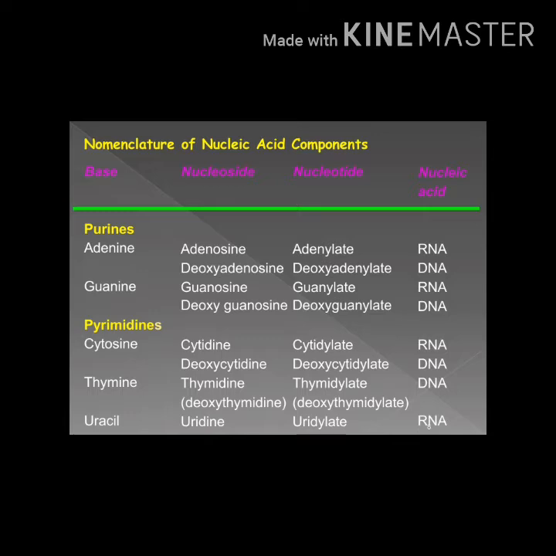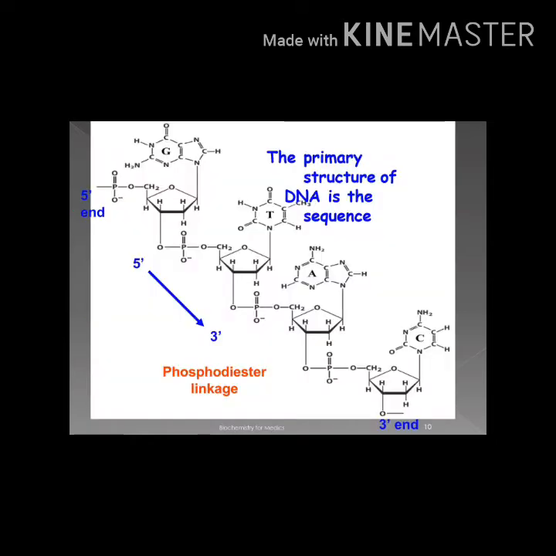So this is for basically DNA and RNA, where we have already discussed the deoxy form of sugar. So this is the basic nomenclature for nucleotides present in DNA as well as RNA. So next is the DNA structure.